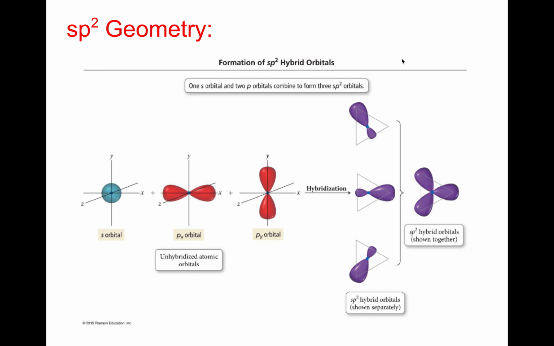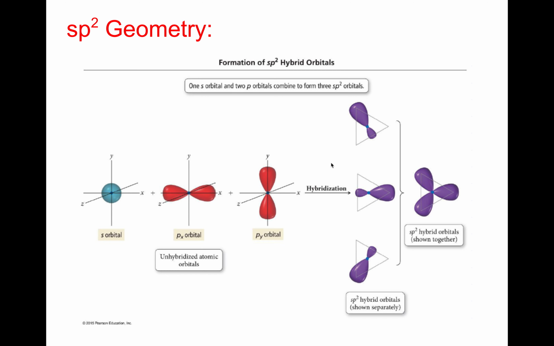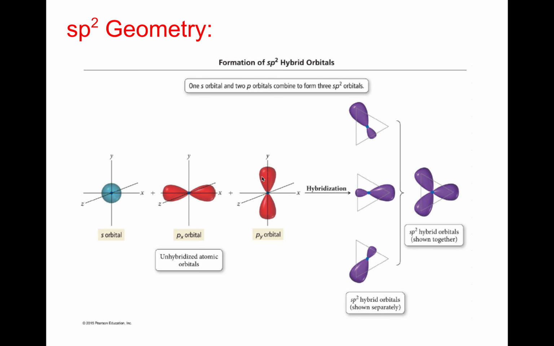The geometry of sp2 hybrid orbitals. Notice we combined an s orbital, a px orbital, and a py orbital. Notice the px orbital is on the x-axis, and the py orbital is on the y-axis. As mentioned before, the hybrid orbitals are a weighted average of the unhybridized orbitals used. Thus, these 3 sp2 hybrid orbitals are in the xy plane. Okay? They form a planar system.